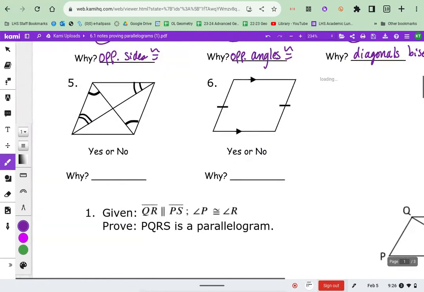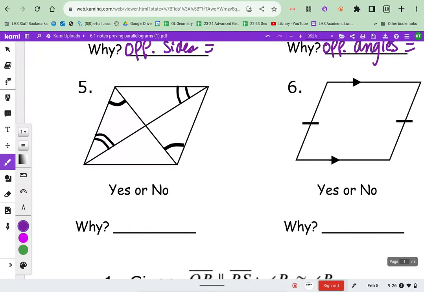All right, number 5. What do you guys think about this one? I'm hearing mostly no's. You would be correct. Because of these angles that are marked with the little 1 angle mark, you could prove that the lines on the left and right are parallel, but we don't have enough information to prove that the lines on the top and bottom are also parallel. So not quite enough information yet.